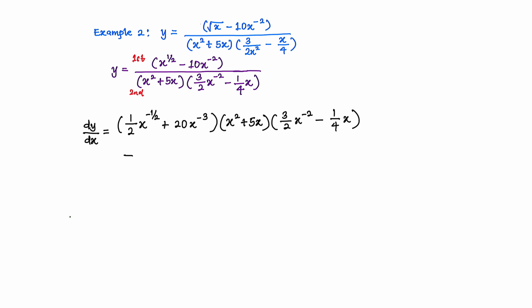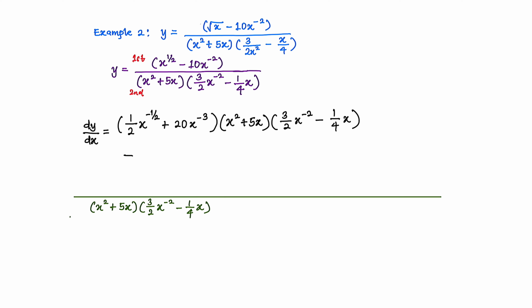Next, we take the derivative of the second part. So we take the derivative of the denominator now. As we can see, to take the derivative of this denominator, we need to apply the product rule. If you are wondering why we have to use the product rule, then please check the video up here or refer to the description below. We've explained when to use the product rule and how to apply the product rule.